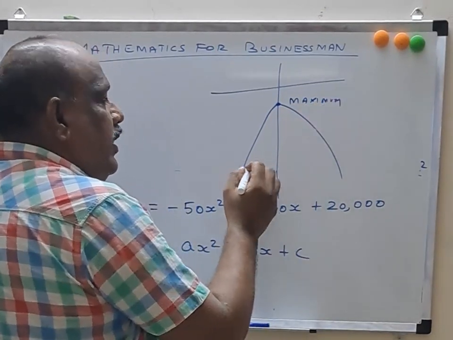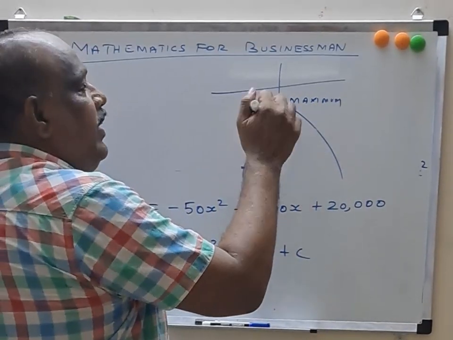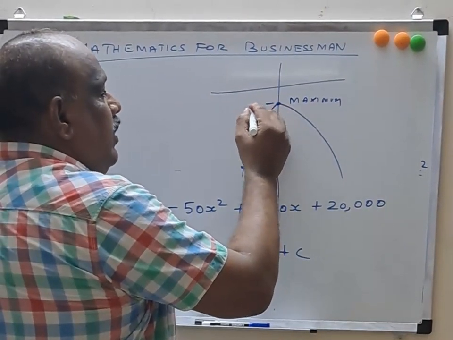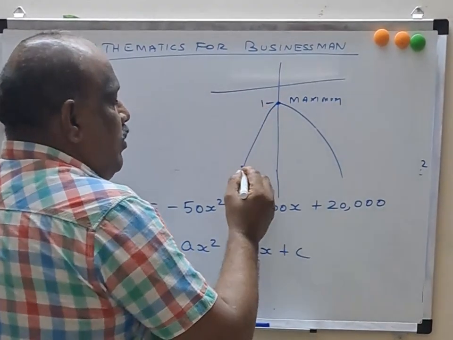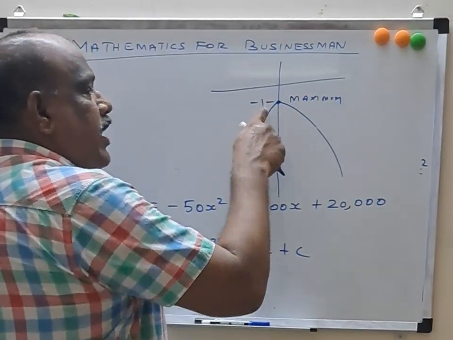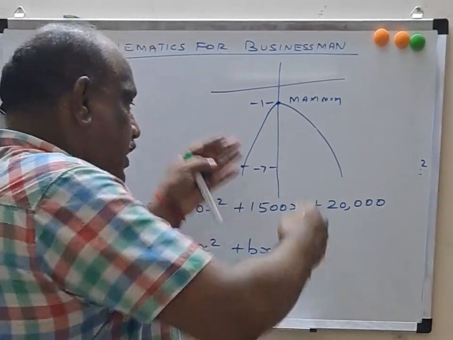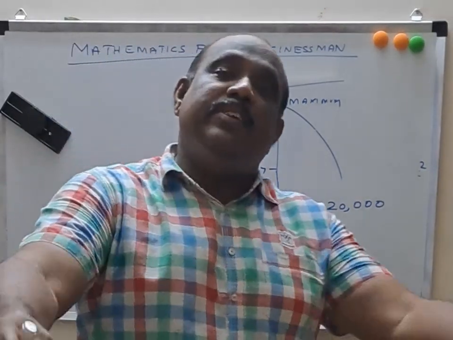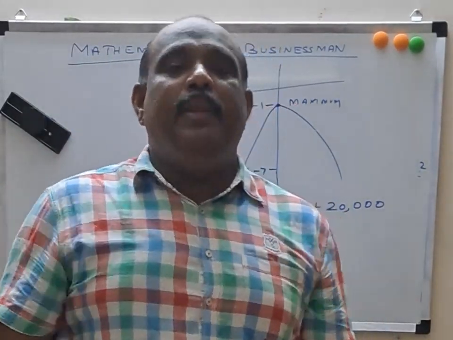What about this value? Definitely lesser than this only. Why? Let us say this value is minus 1. This one will be what? Minus 7. So compared to minus 1, that is the maximum value. If I go downwards, it will be minus infinity. So that is the minimum value.